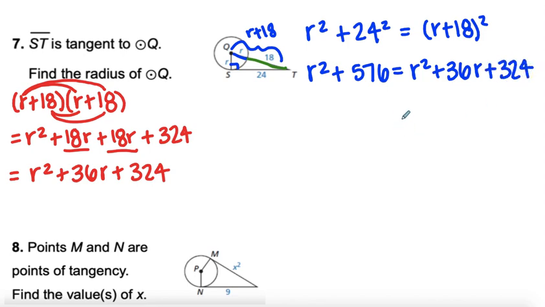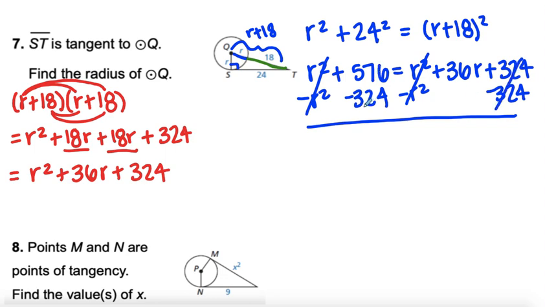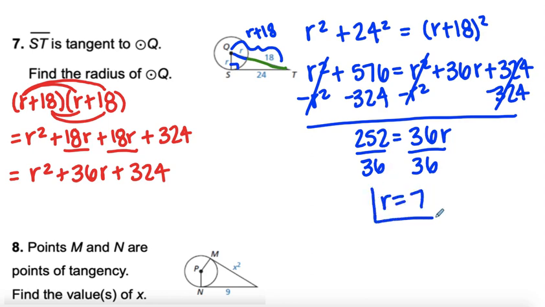My goal here is to solve for R, so I'm going to get R by itself. So first I'm going to subtract over R squared. And I see my R squared terms actually just cancel each other out. And then I'm going to subtract over 324. 576 minus 324 is 252 equals 36R. And then I'm going to divide both sides by 36. And so I get that R is equal to 7. So my radius is 7.